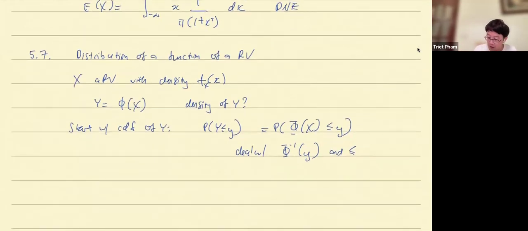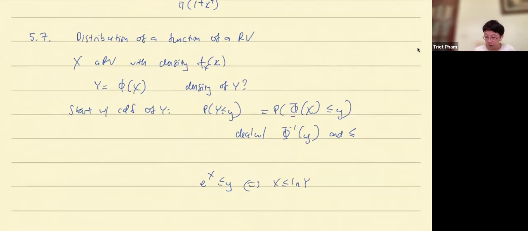Let me give you an example. Suppose you have e to the X less than or equal to y. Then this is equivalent to X less than or equal to log y. That's clear. But if you have something like X squared less than or equal to y, then this will be equivalent to minus square root y less than or equal to X less than or equal to square root y. So the treatment is peculiar to whatever function you're looking at. Not much we can say in general, besides the fact that you will have to deal with the inverse and how it interacts with less than or equal to.